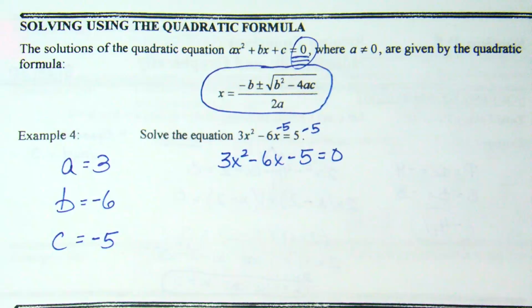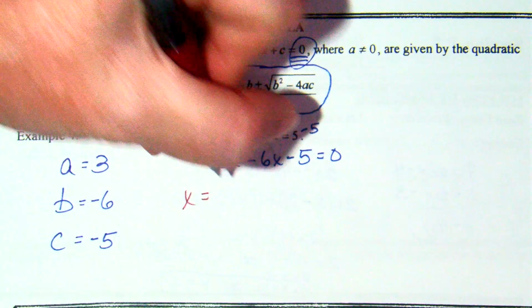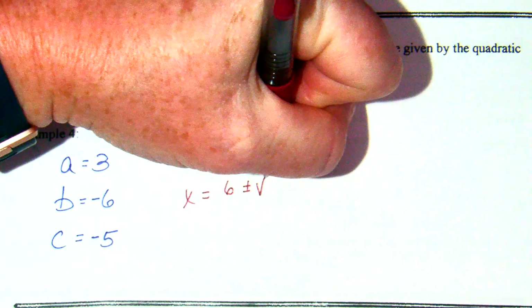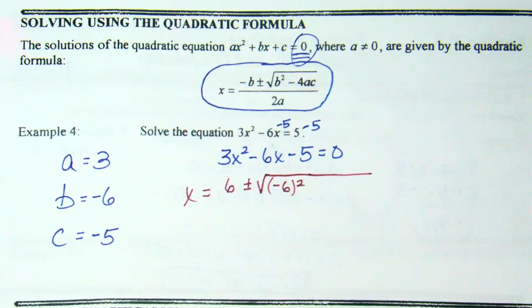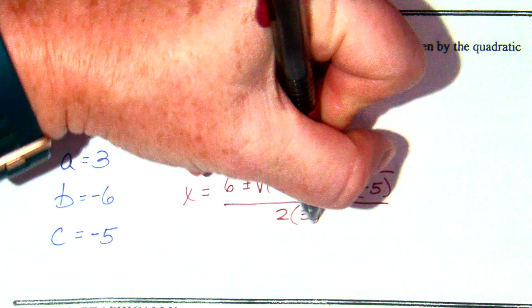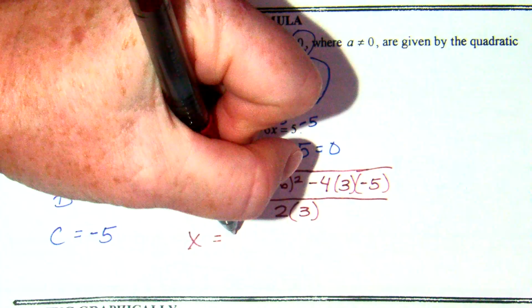And now we plug it in and go. x equals negative b. Negative of negative 6 is 6. Plus or minus the square root. Negative 6 squared. Notice I put that in parentheses. Guys, when you square a negative, you're going to get what type of number? A positive. That cost some of you guys on the quiz yesterday. Some of you guys squared a negative and still got a negative, and that cost you. So b squared minus 4 times a, which is 3, times c, which is negative 5, all over 2a, which is 2 times 3. Clean up. 6 plus or minus.